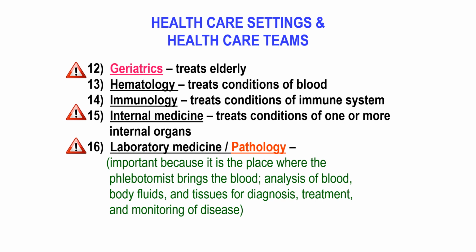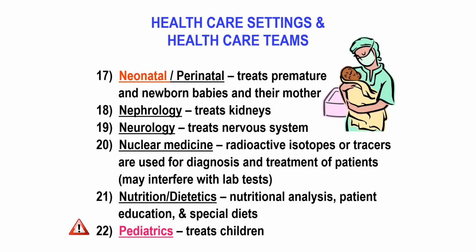And then laboratory medicine, right? The pathologist is the doctor. It's important because this is the place where the phlebotomist brings the blood. This is where the analysis of blood takes place, including other body fluids like we spoke about, other things like tissues for diagnosis and treatment and monitoring of those diseases. Also, the neonatal or prenatal, this treats premature and newborn babies and their mothers. Nephrology deals with the kidneys. Neurology deals with your nervous system.